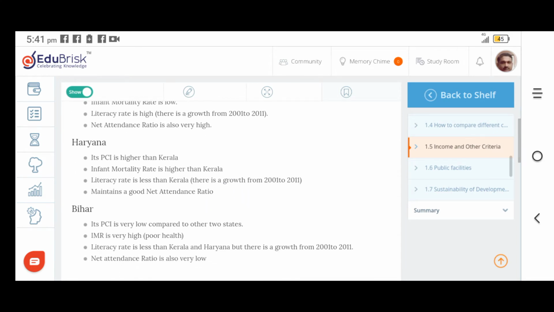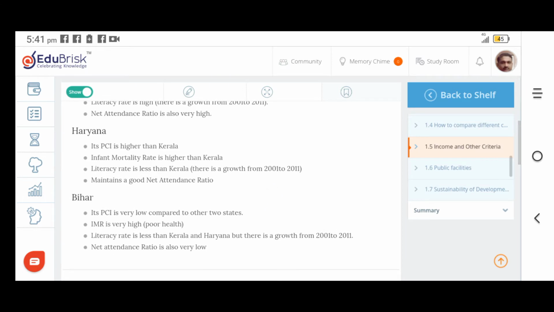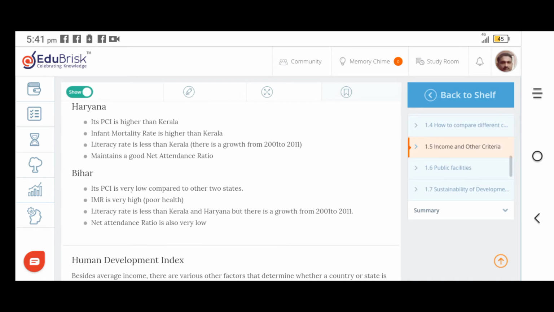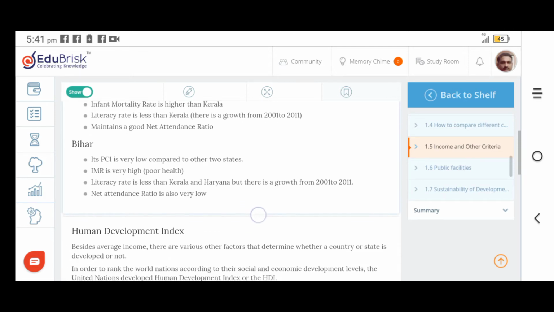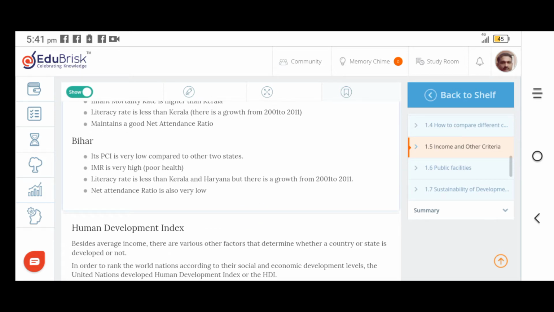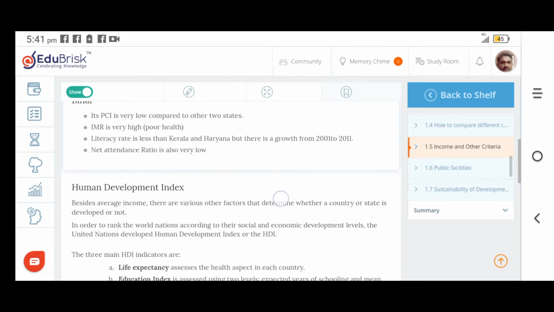But when we look at Haryana, the per capita income is higher than Kerala. Infant mortality rate is higher than Kerala. Literacy rate is less than Kerala. It maintains a good net attendance ratio. When we compare with Bihar, the per capita income is very low compared to the other two states. Infant mortality rate is very high. Literacy rate is less than Kerala and Haryana, but there is growth from 2001 to 2011. Net attendance ratio is also very low.